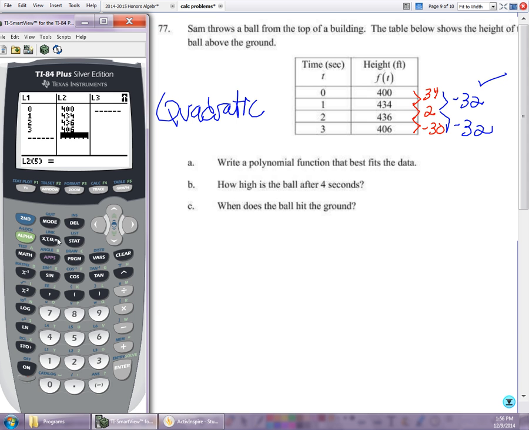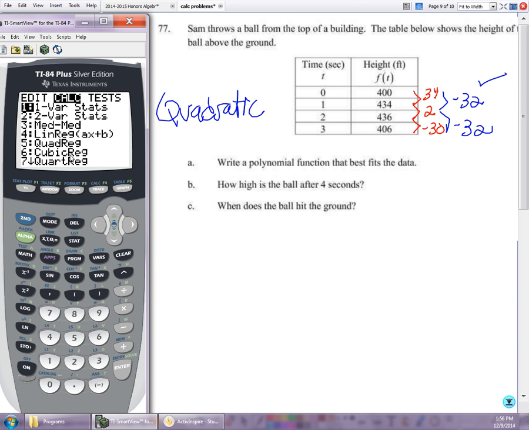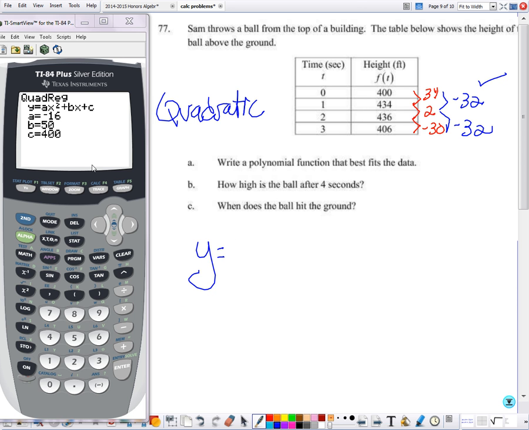Now I'm going to quit to the main screen, hit stat again, and arrow over to calculate. And we decided it was quadratic, so that's choice 5. Hit enter. If you have newer software in your calculator, you have to arrow down to calculate to get the equation. And I'm going to fill in the A, B, and C values.